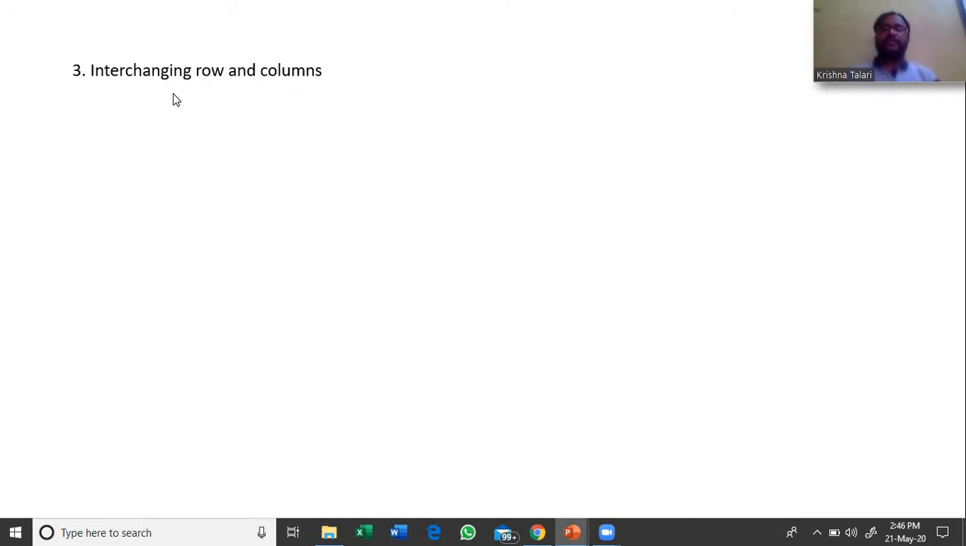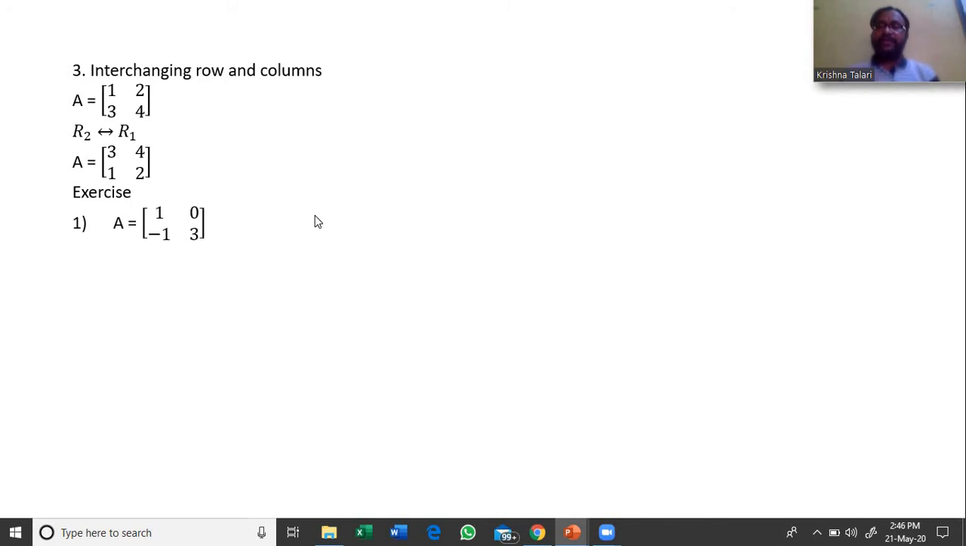Then next, we can interchange rows and columns. So once again I am using the same matrix. I am saying R2 interchange, this is the sign for interchanging, with R1. So I am supposed to interchange the second row and the first row. This will be your answer.